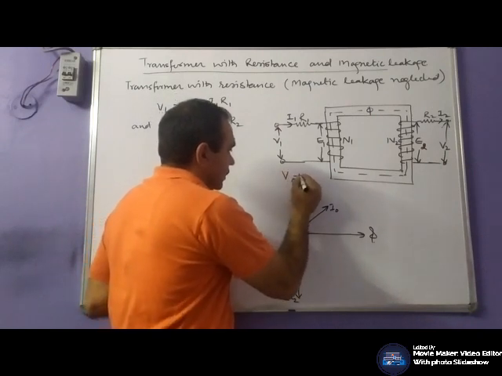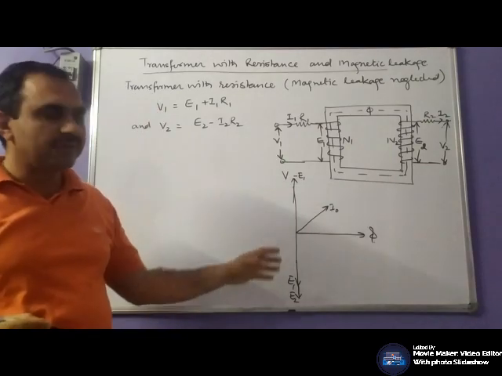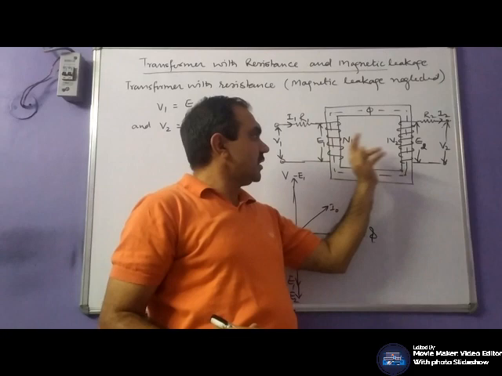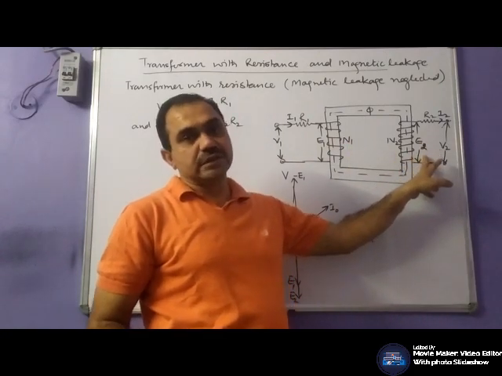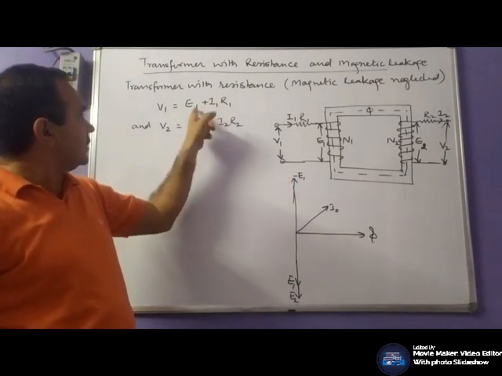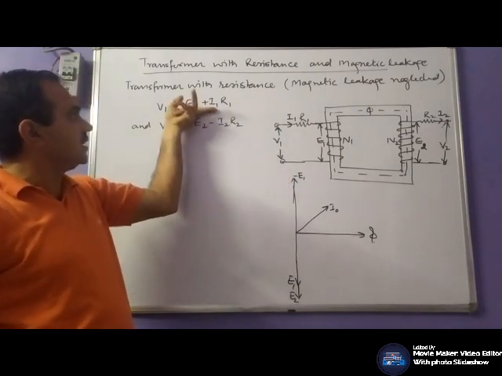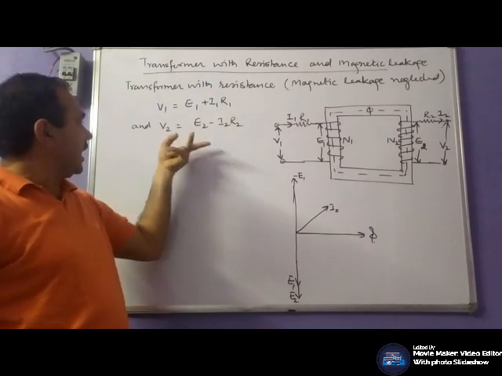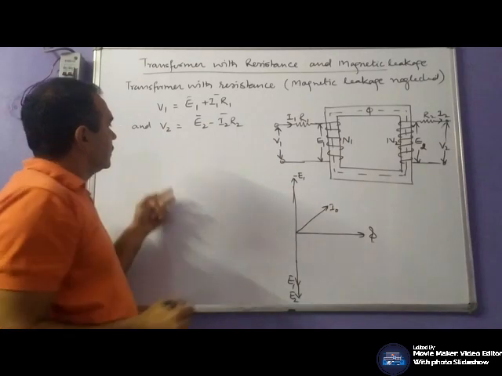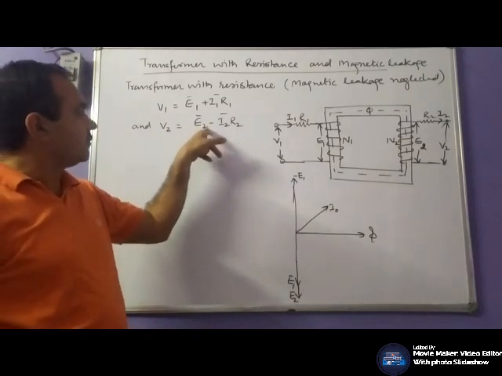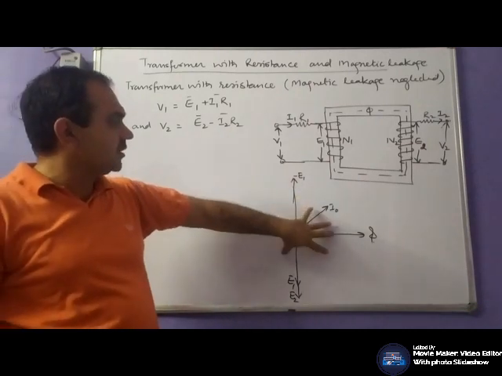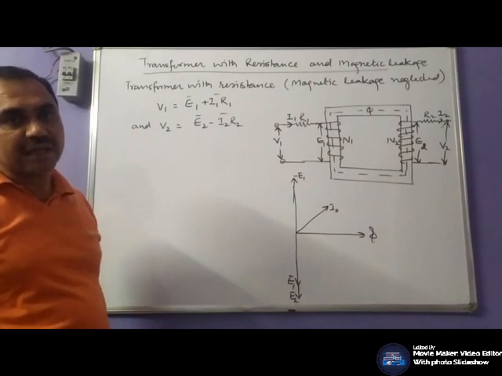This side may be represented by E1, because one thing is clear: this E1 and E2 would be in the same phase. V1 is the phasor sum of this one, and V2 would be the phasor difference of E2 and this one. So how will we represent this on this particular phasor diagram?